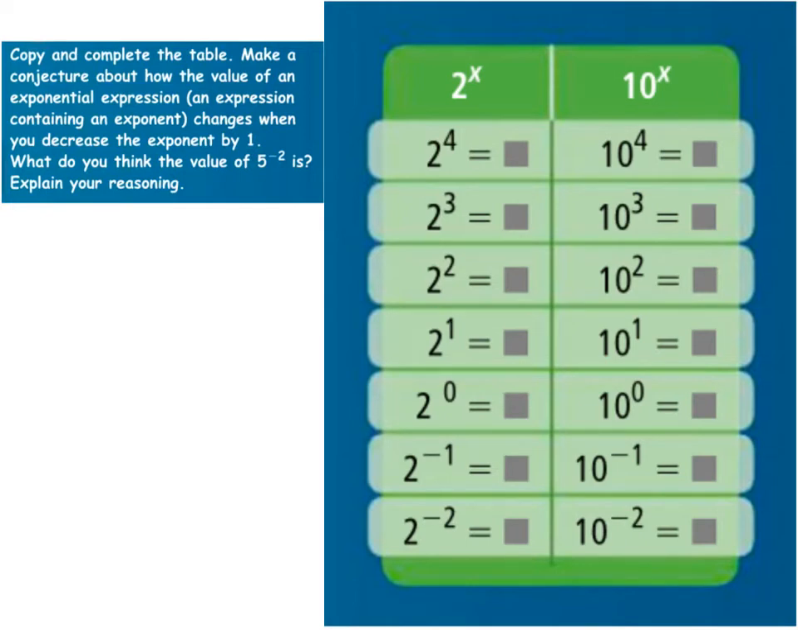Okay, this says copy and complete the table, which you should do by pausing this and writing this on your paper first. Attempt it as a warm-up, and then I'll go over it. It says copy and complete the table, and then make a conjecture about how the value of an exponential expression changes when you decrease the exponent by 1. As you move from this answer to this answer, what do you do to this number to turn it into this number? And it'd be the same to do it to turn this number into this number, and this number into this number, etc., all the way down. Same thing here. As you decrease the exponent by 1, what happens to the value?